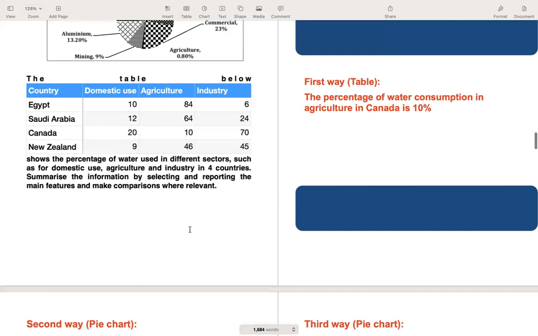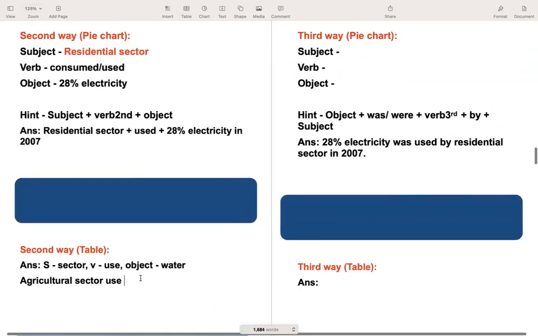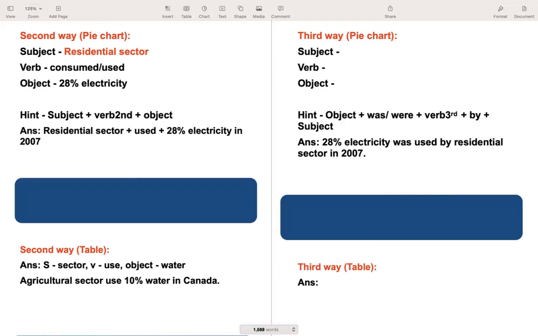10%. Okay. 10% of water. In which country? Same thing. Of is not necessary. 10% water. Where? In Canada. Okay, is it clear? You could have also made the subject as the agricultural sector in Canada. Is it clear? 10% of water.